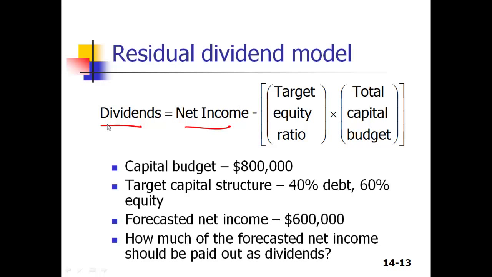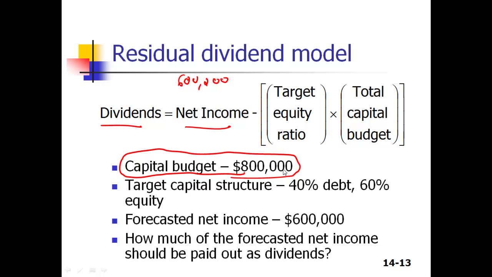What this formula is telling us is how much dividends need to be paid out. Now, clearly the amount of dividend that is paid out should depend on net income. So let's say net income is 600,000. Then assume that your capital budget is 800,000. What does this mean? You plan to do projects to enable your growth or to sustain your current growth rate. You need to spend $800,000.